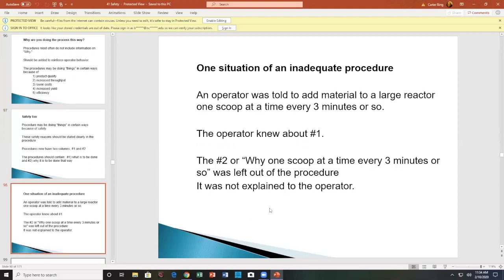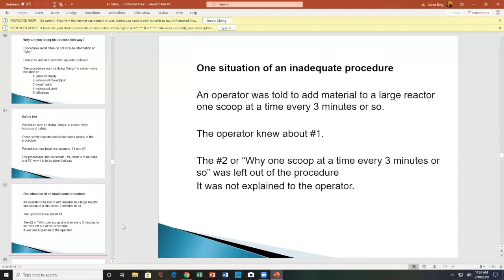One situation, an inadequate procedure. This has several problems with it. The operator was told to add the material to a large reactor one scoop at a time every 3 minutes. He didn't like that. Why one scoop at a time every 3 minutes? This was not explained to the operator. So the operator knew what to do, but he didn't know why.